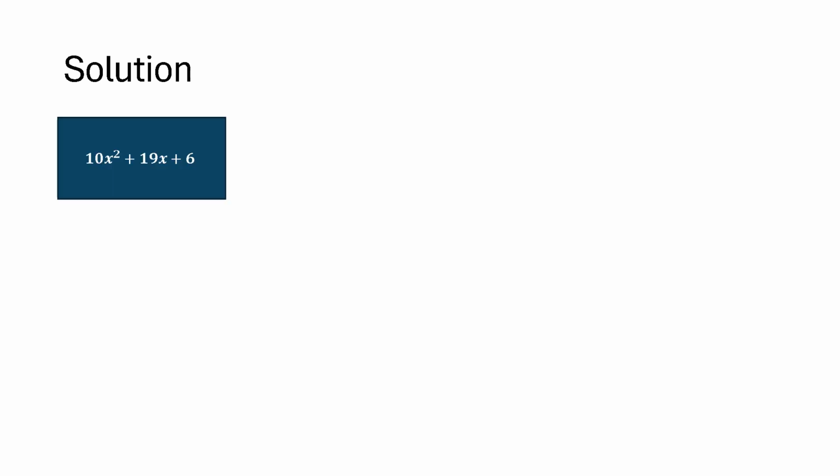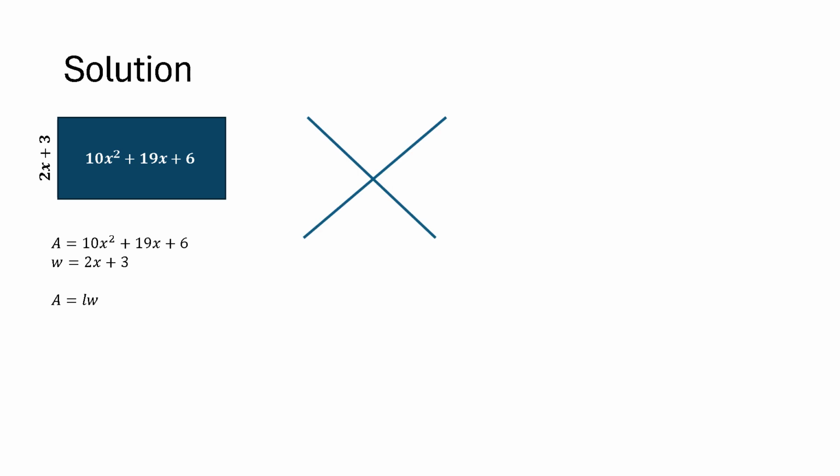Here is our solution for problem number one. First, we need to visualize the rectangular lot where the area is 10x squared plus 19x plus 6 and the width is 2x plus 3. Emphasizing that once again, the area is 10x squared plus 19x plus 6 and the width is 2x plus 3. Knowing that in concept, area is equal to length times width.